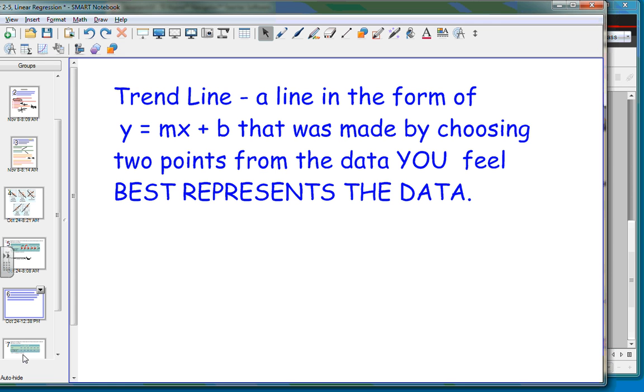Now, is anything that I'm teaching at this point on your homework tonight? No. The only thing that's on your homework tonight is going to be graphing and making a scatter plot and then telling me the correlation, right? The trend line will not be on tonight's homework, this will be tomorrow's.